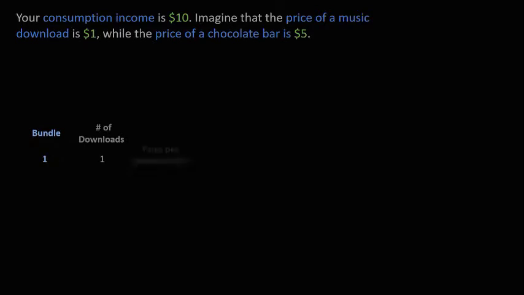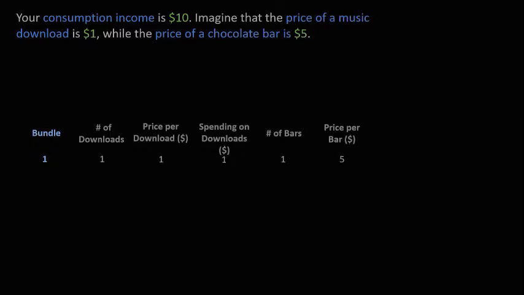So suppose bundle one has one download. We pay $1 for a download, and so our total spending on downloads is going to be $1. The number of chocolate bars we could have is 1. The price of a chocolate bar is $5, and so spending on chocolate bars is going to be $5. And so our total spending is $6.